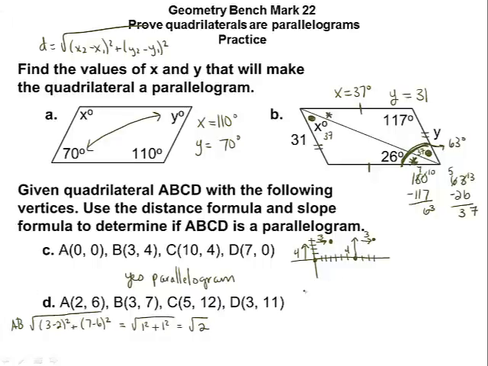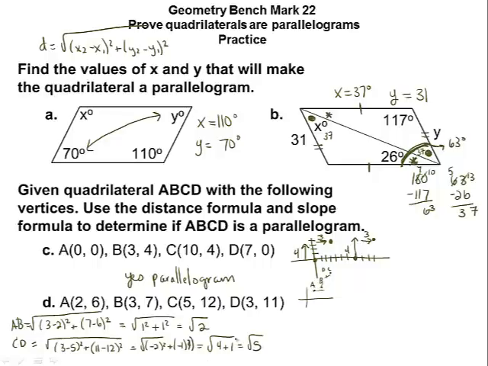I still kind of need to sketch it to know which side goes with which. It should be CD, but I'm just going to label: 2, 6, that's A; 3, 7, that's B; 5, 12, that's C; and 3, 11, that's D. So yeah, AB goes with CD. So CD is another side. So I'll have 3 minus 5 squared plus 11 minus 12 squared, which gives me negative 2 squared plus negative 1 squared, which is 4 plus 1, which is the square root of 5.